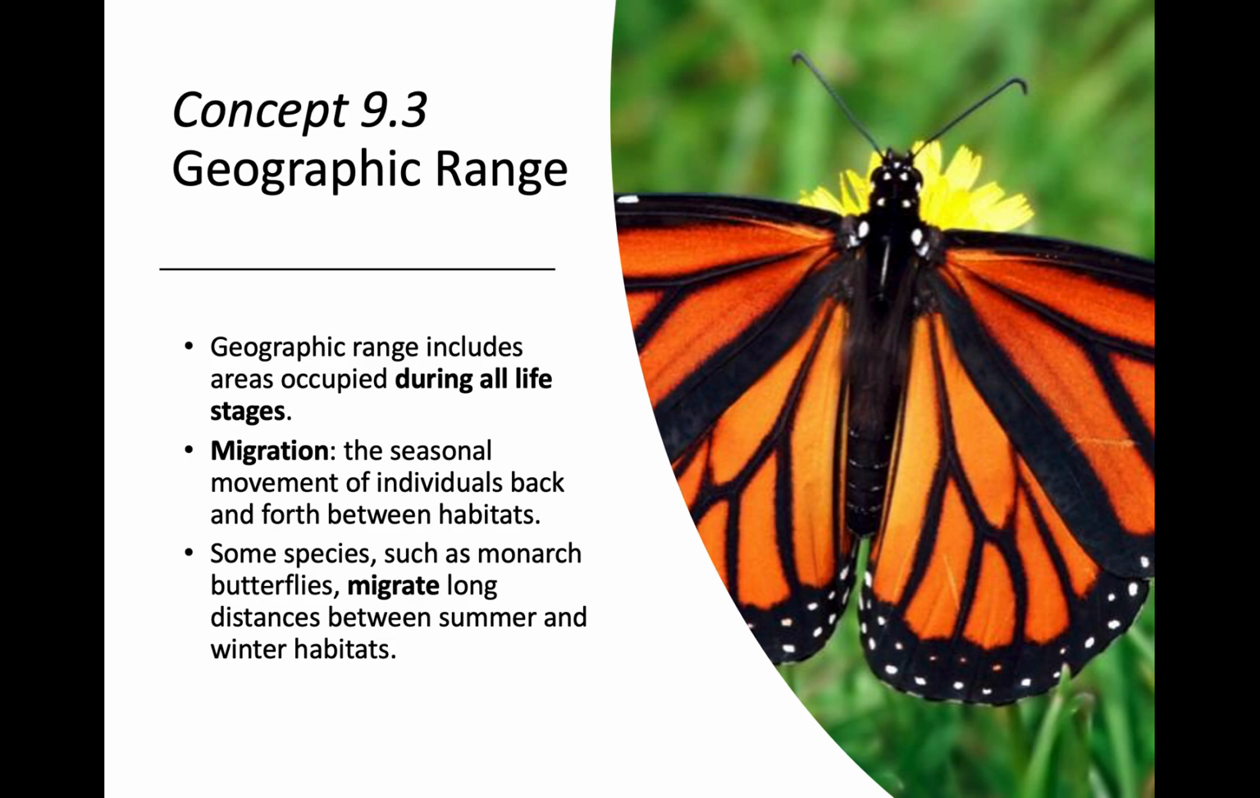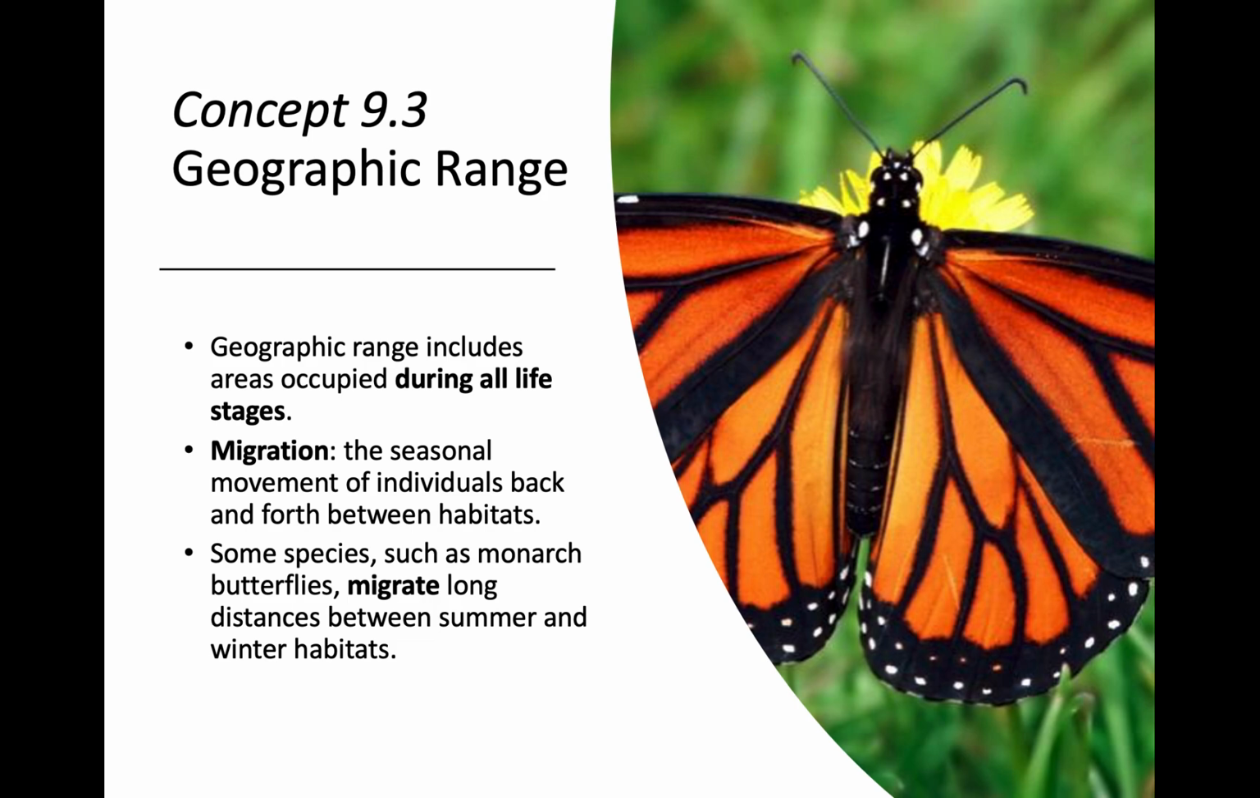So what does the term geographic range mean? The geographic range includes all areas and all habitats that are occupied during all the life stages of the organism in question. So this is the monarch butterfly, which we've talked about already in this course. And the geographic range of the monarch butterfly, is it large or small? It's a large range because they migrate far distances.